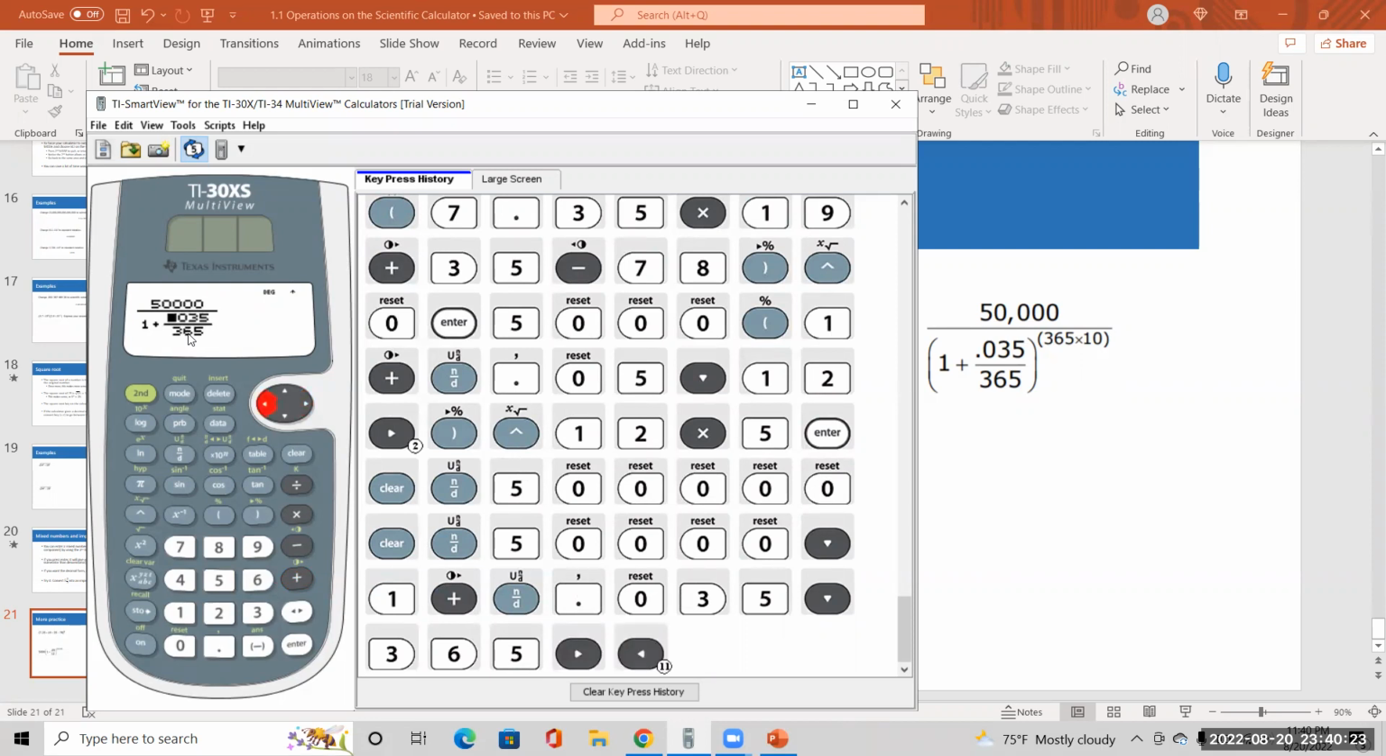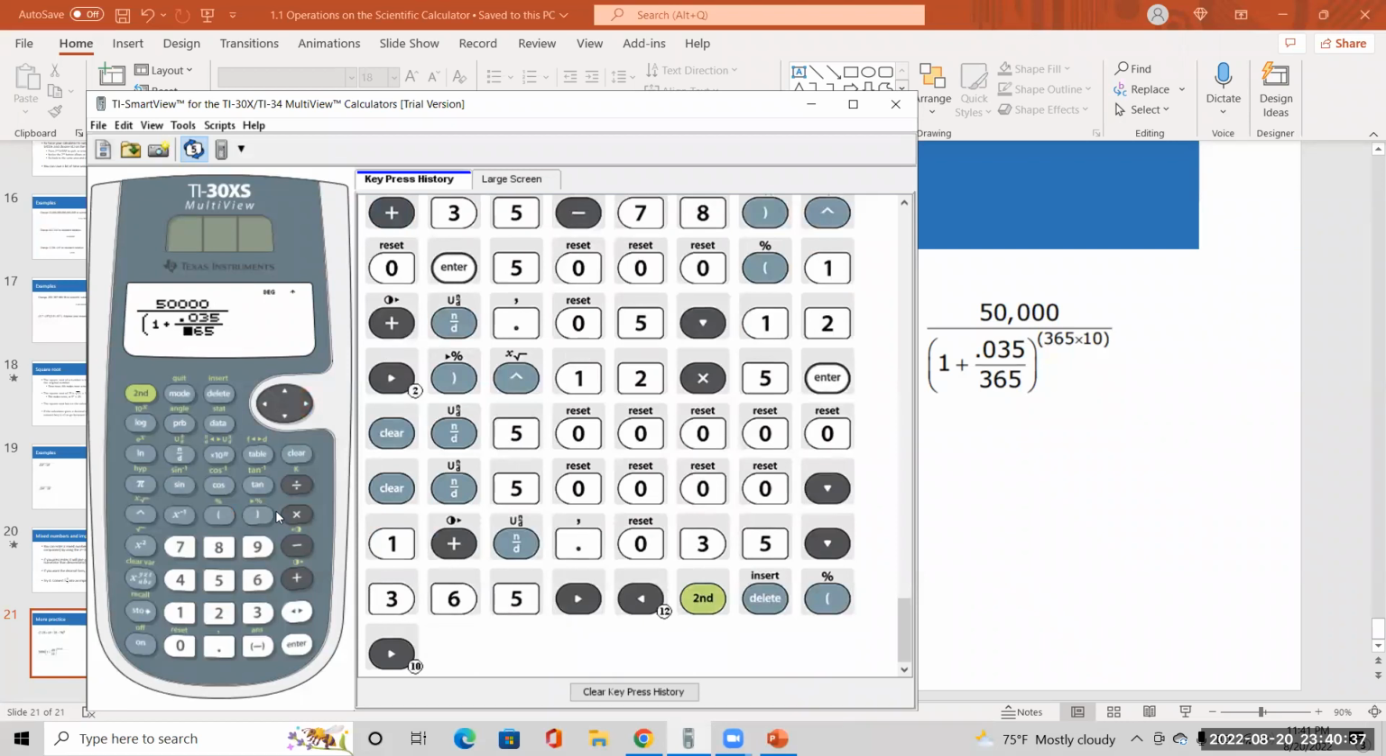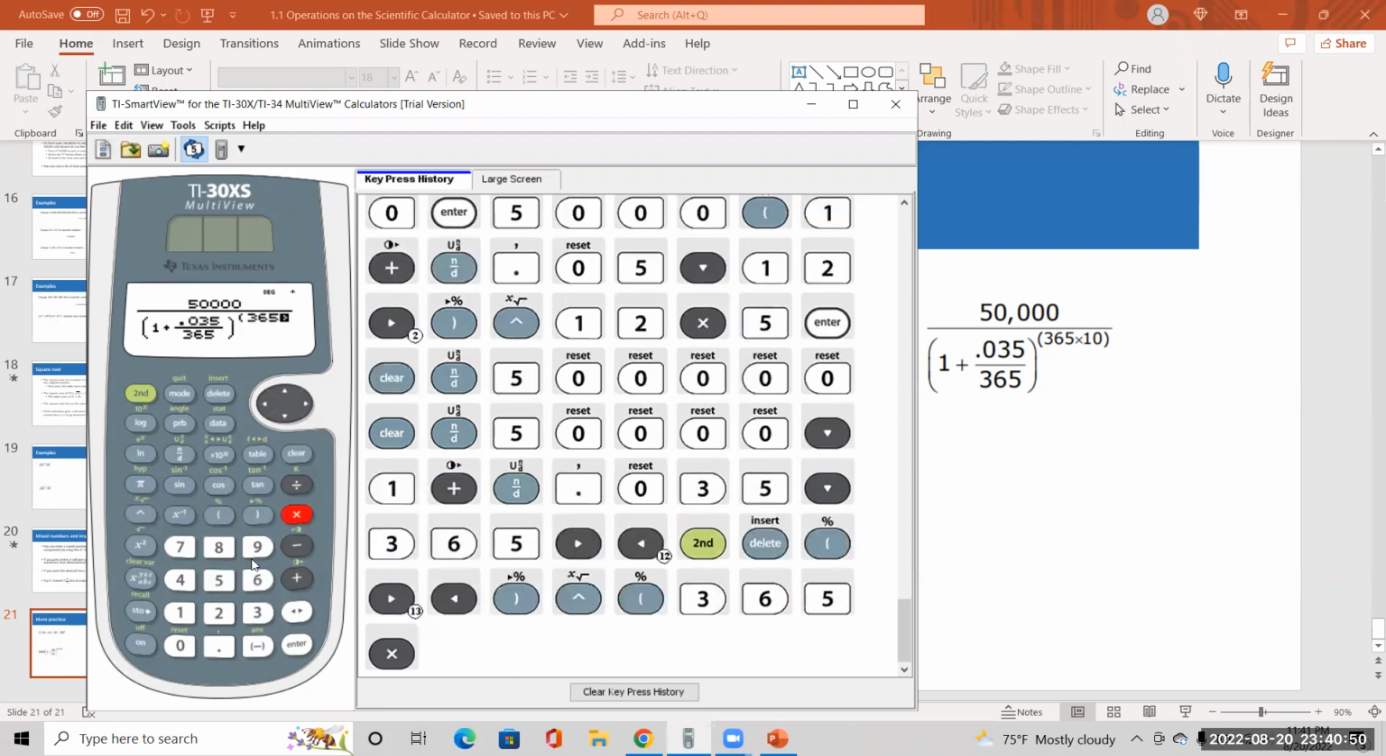I did not enter my parentheses. You can always go back and enter by doing second insert. I'll scroll back over here. We're going to close that parenthesis. And that is getting raised to the, we'll do parentheses this time, 365 times 10. And close those parentheses. Press enter. And we'll see that we get 35,234.996.